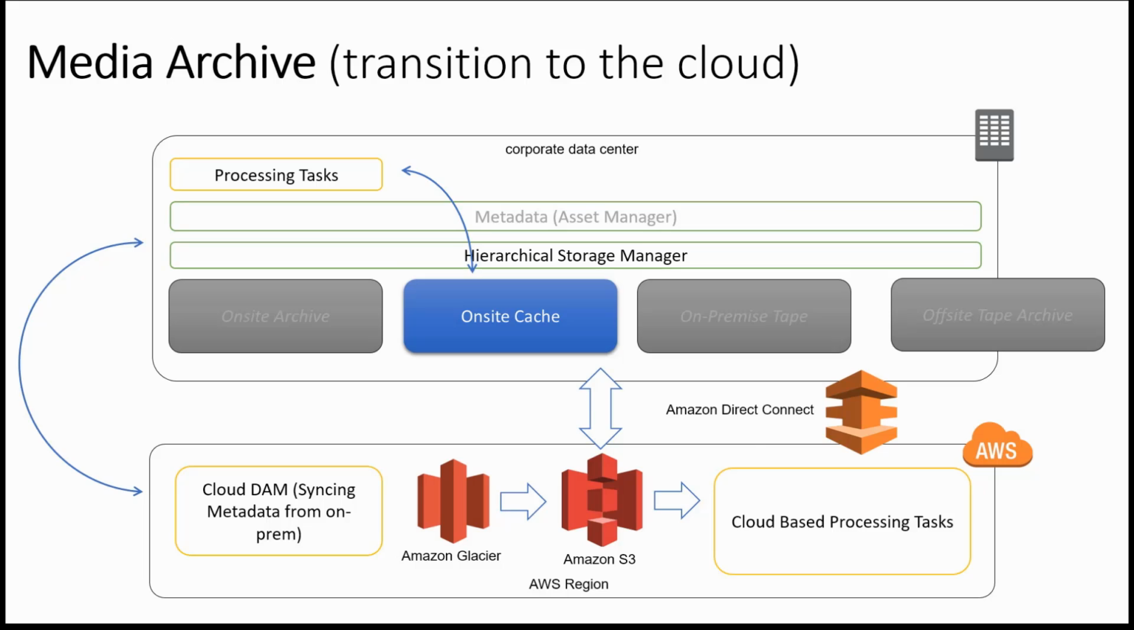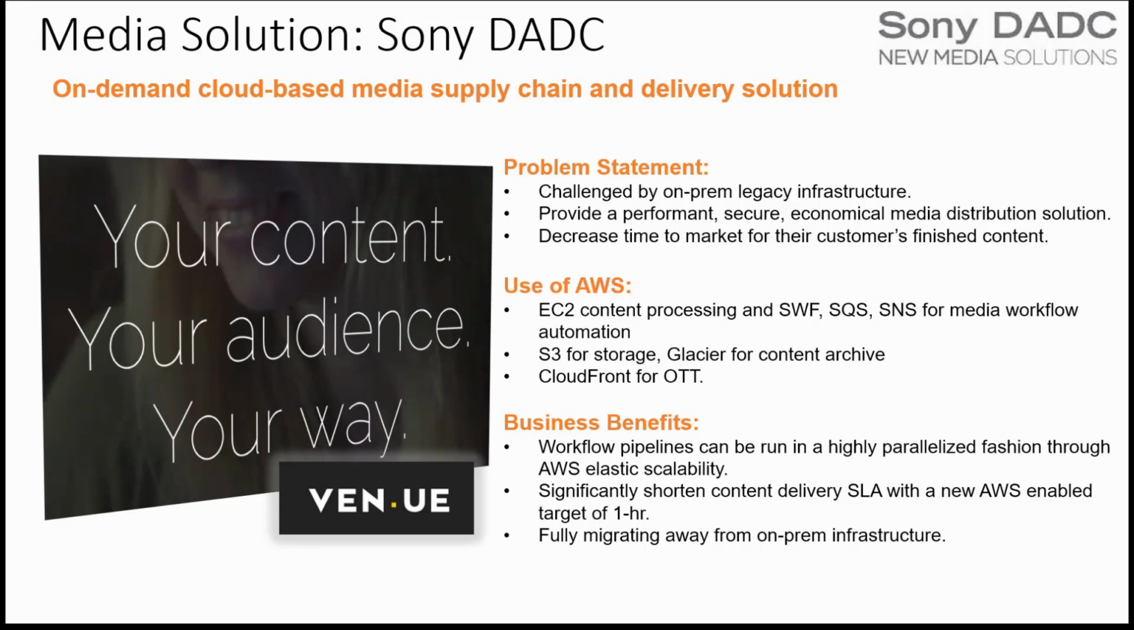Then you maybe move to more of just a simple on-site cache. Now you're moving more data, and you're moving some of the processing tasks out from on-premise into the cloud. Over time, you're moving more and more of the active data into AWS. So that's the transition that we typically see, which is a hybrid environment for a little while, and then a transition to a fully cloud-based solution.